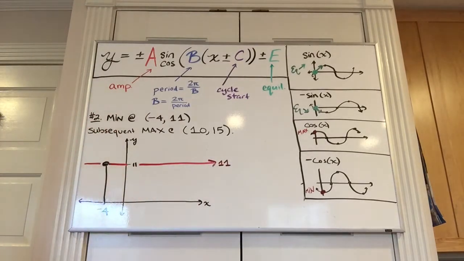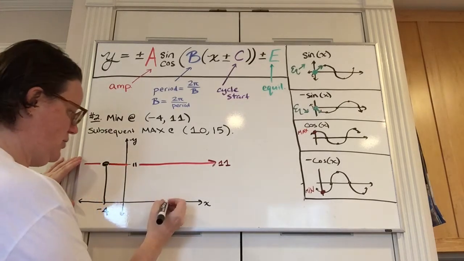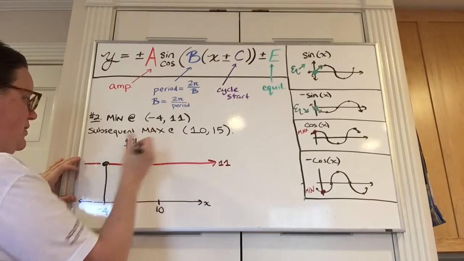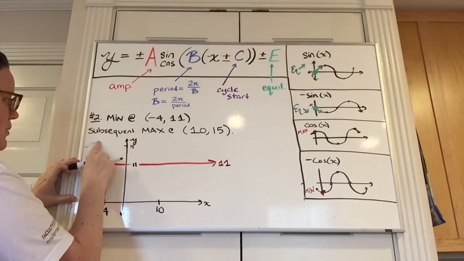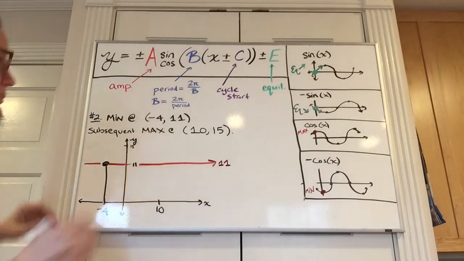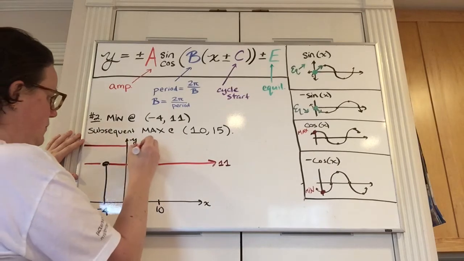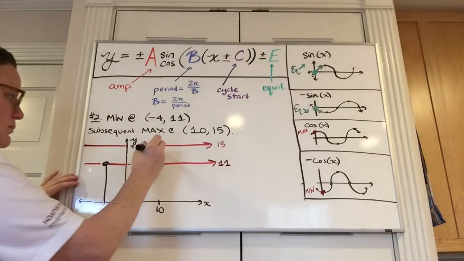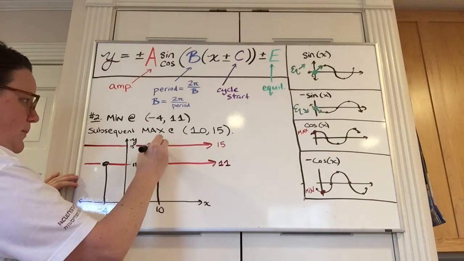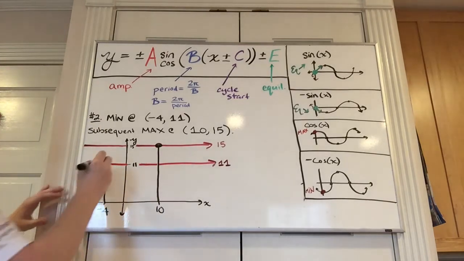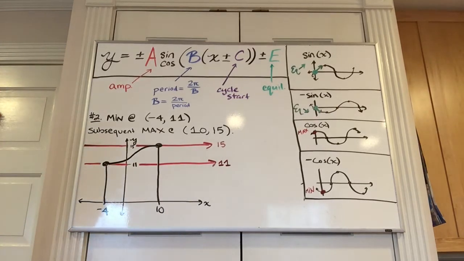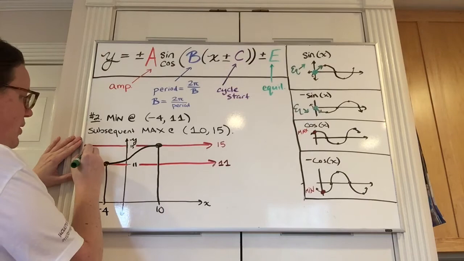And then my maximum is all the way over at an x of 10 and a y of 15. So I'll call this an x of 10, and I'll call this a y of 15. So I got part of my graph. I basically have a graph that's got to sort of go up to that point. Okay, so I know that on its way up, it's going to cross the equilibrium line.